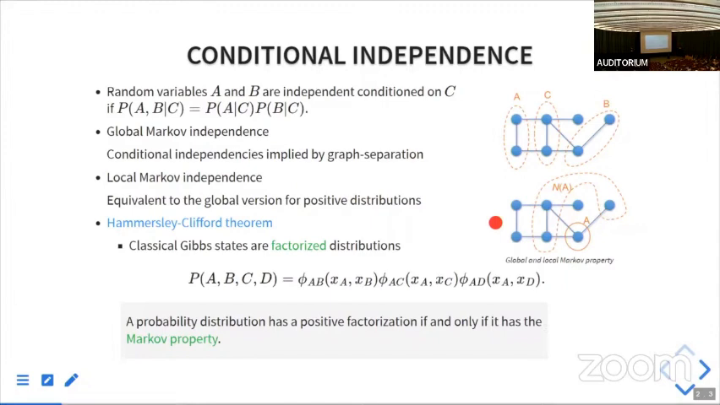It turns out that these two conditions are equivalent for positive distributions. Interesting result to know. And more importantly, there's a famous theorem called the Hammersley-Clifford theorem. It says that the two things that we considered so far are equivalent. One is factorization: you have a distribution, you can factorize the distribution according to the graph. The other is the Markov property. So if a distribution is factorized, then it has the Markov property according to the graph. Otherwise, if you have the Markov property for a distribution according to a graph, then you have factorization. So it's an if and only if condition. And I guess it's one of the most fundamental results in classical graphical models. And we will see that the quantum case is much more complicated than this.